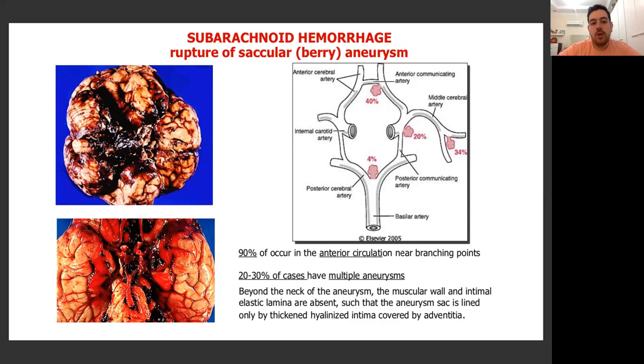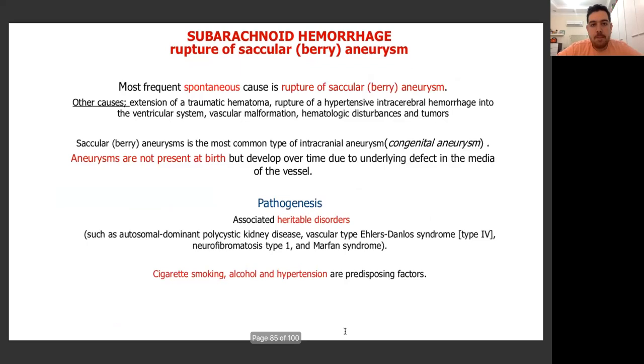Just a tip for you: whenever you see a picture of a brain that is flipped upside down with hemorrhage in this area, like around the circle of Willis, you're most likely being presented with a question regarding subarachnoid hemorrhage. So the answer would most likely be subarachnoid hemorrhage. Not in all of the cases, but that's just a rule of thumb for your MCQs.